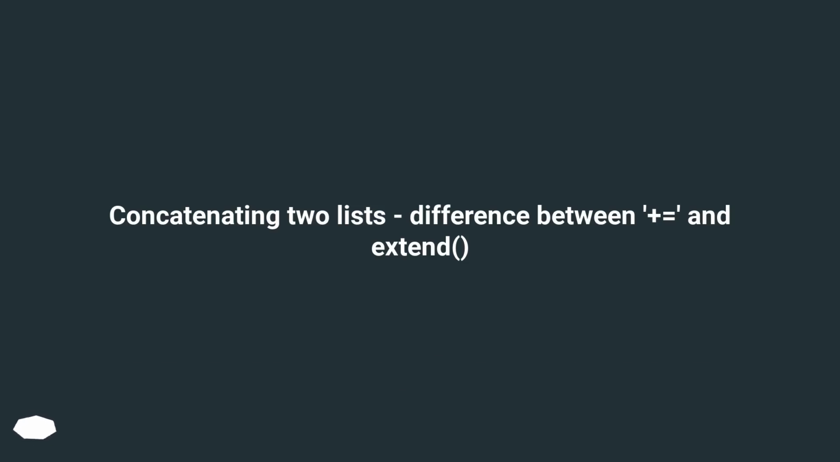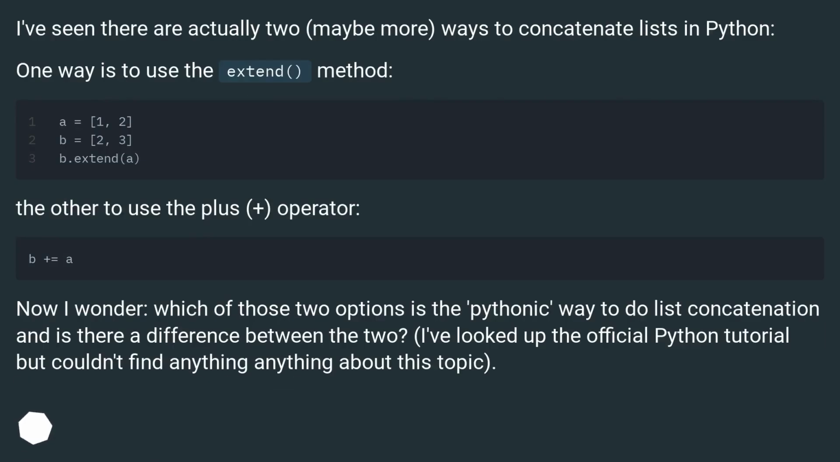Concatenating two lists, difference between plus equals and extend. I've seen there are actually two, maybe more, ways to concatenate lists in Python. One way is to use the extend method. The other is to use the plus operator. Now I wonder, which of those two options is the Pythonic way to do list concatenation, and is there a difference between the two? I've looked up the official Python tutorial but couldn't find anything about this topic.